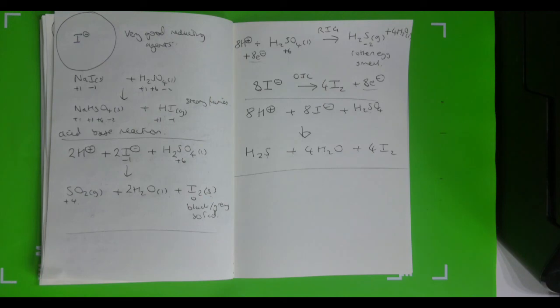So 10.3 is actually split into 2 lessons. That's your first lesson of 10.3, where we're looking at the reducing ability of the halide ions.